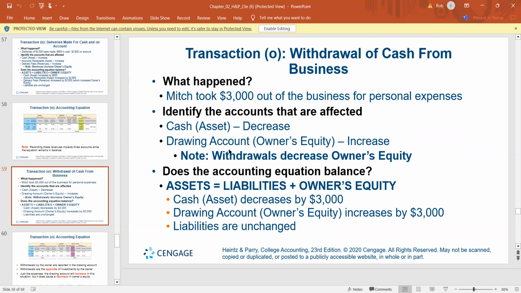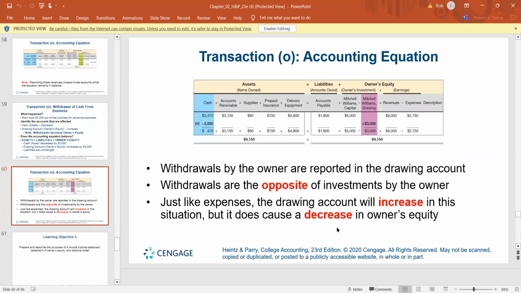So what we're going to do is cash is going to decrease by $3,000, and the drawing account is going to go up by $3,000, and in so doing, that reduces equity. Boss took $3,000 out to go on vacation. Look at the $3,000 here on delivery. The drawing, Mitchell Williams drawing up $3,000, has the impact of reducing equity. Your equity is your capital minus the drawing, plus your revenues minus the expenses.